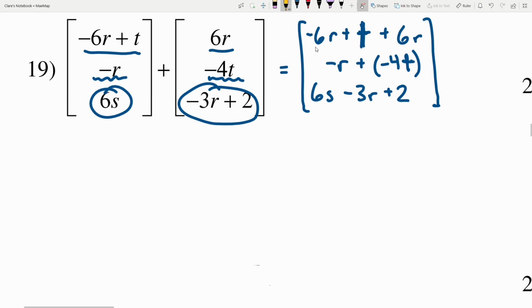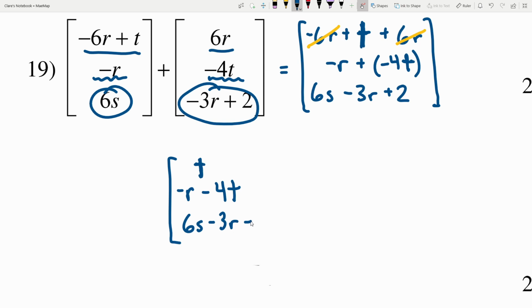So if you notice in our very first row, we can simplify because negative 6r plus 6r is 0. So our resulting matrix, because that's the only thing I could simplify down, is going to be t, negative r minus 4t, because adding a negative is the same as subtracting a positive, and then 6s minus 3r plus 2. That's my 3 by 1 solution in number 19.